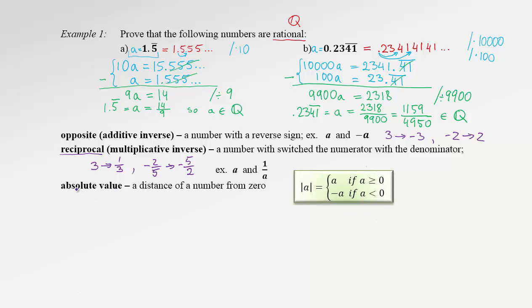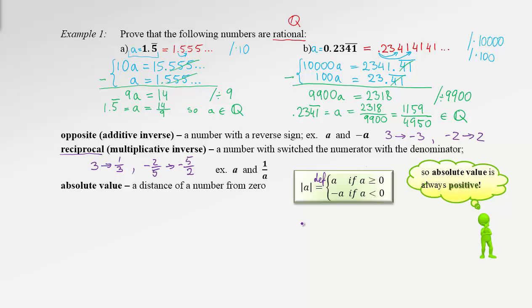The next concept is absolute value. Absolute value is the distance of a number from 0. Since distance is always positive, absolute value is also always positive. And the formal definition of absolute value goes as follows. Absolute value of A is either the same A if A was positive, or 0, or it is opposite to it if the original A was negative. This is because we want the absolute value of something to always be positive.